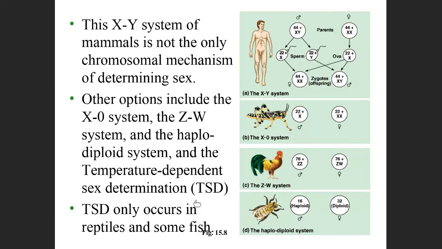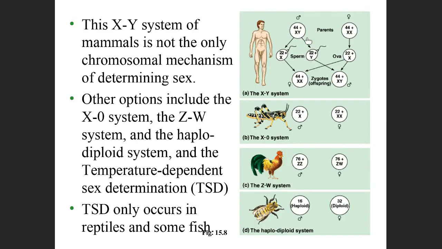Temperature during the incubation of the eggs is what determines whether the eggs develop into males or into females. And it's not the same for every species that does it this way. It's mostly in reptiles and some fish, but whether warm temperatures favor males or females varies depending on the species.